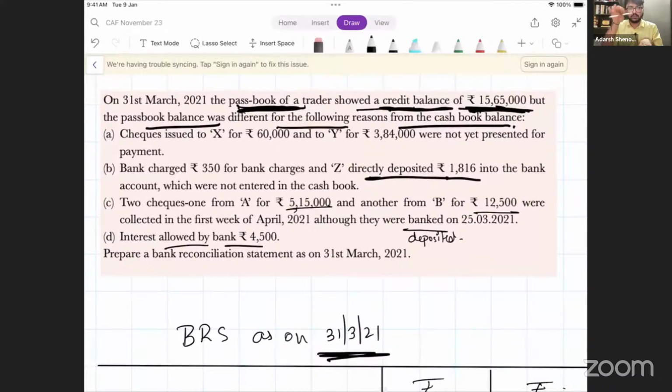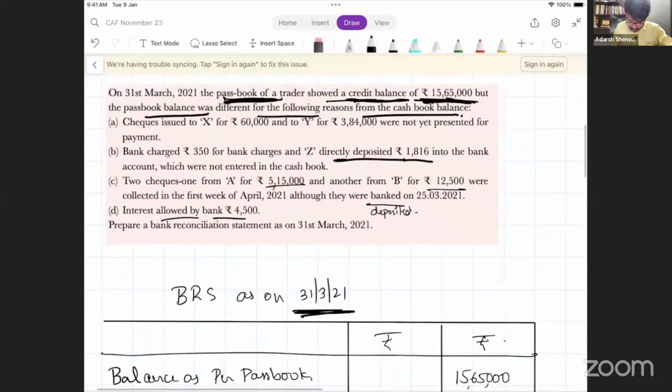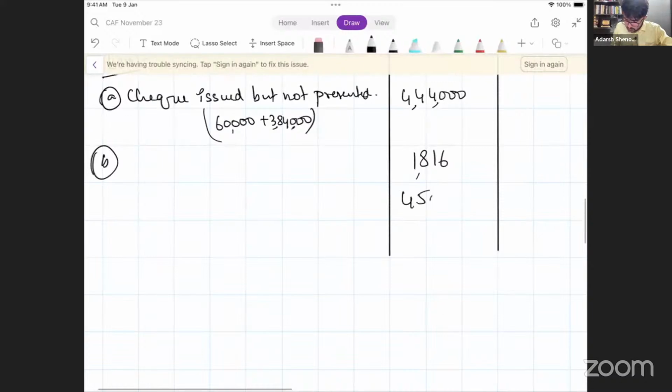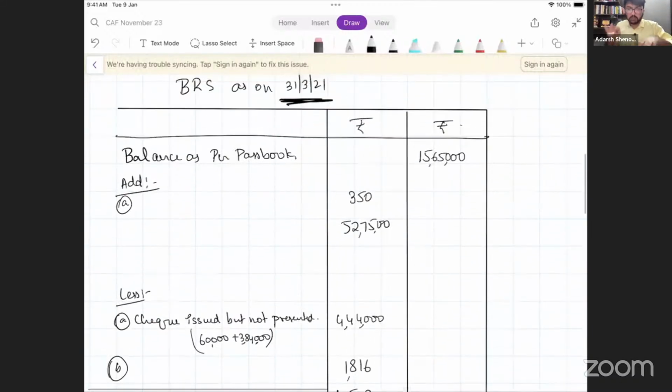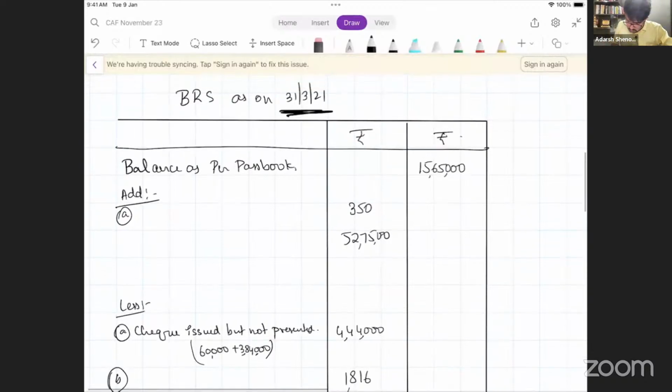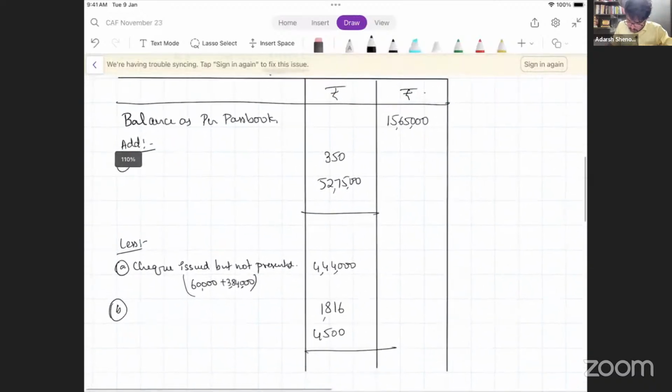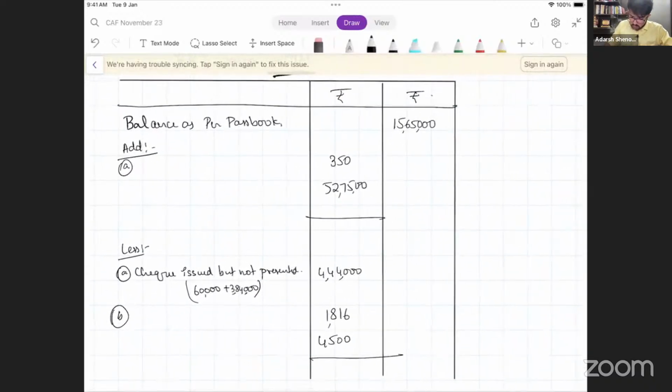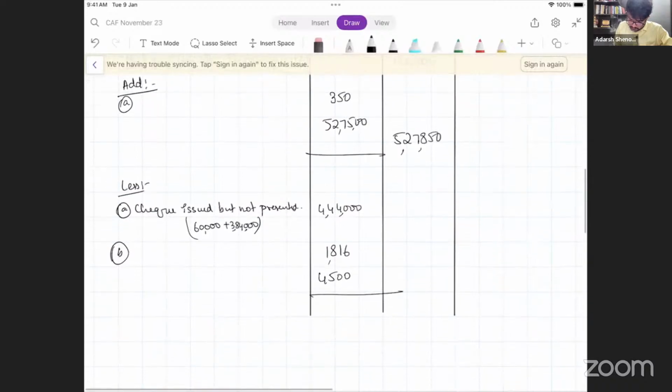The starting point is the passbook, so I will have to less 4,500. The passbook has gone up, so the starting point is the passbook, so we will have to minus. Done. That's total up 5,27,500 less 4,500. Tell me the ultimate balance as well. What is the last final balance? 4,44,000.